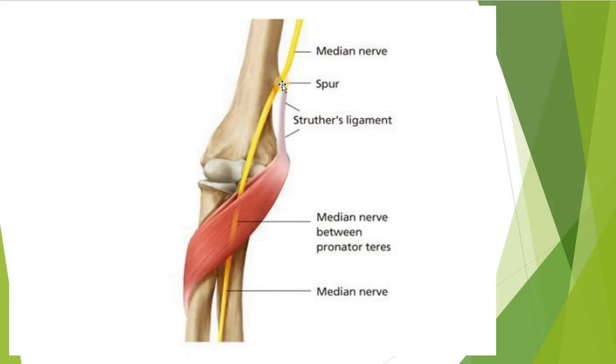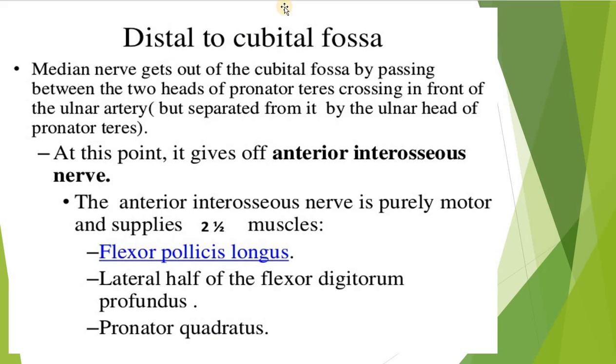It then runs between the two heads of the pronator teres muscle, and then runs distally. Distal to the cubital fossa, the median nerve gets out of the cubital fossa by passing between the two heads of the pronator teres, crossing in front of the ulnar artery, but separated from it by the ulnar head of the pronator teres. At this point, it gives off the anterior interosseous nerve. The anterior interosseous nerve is purely motor and supplies 2.5 muscles: the flexor pollicis longus, the lateral half of the flexor digitorum profundus, and the pronator quadratus muscle.